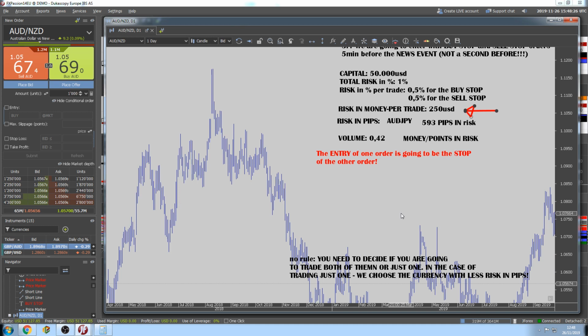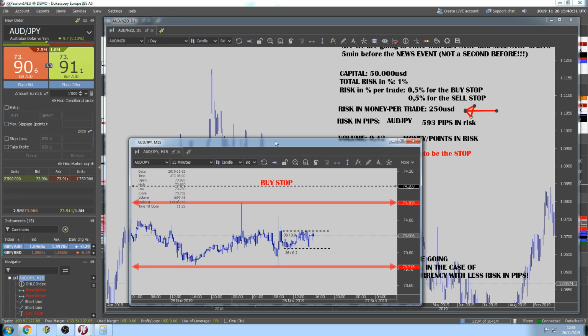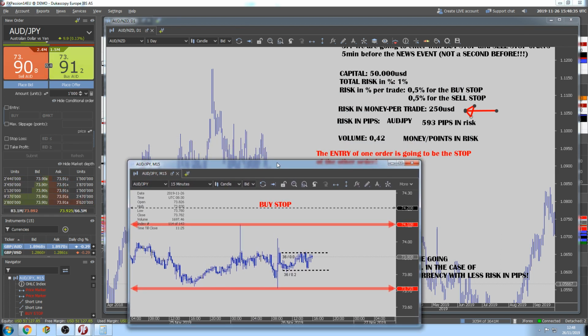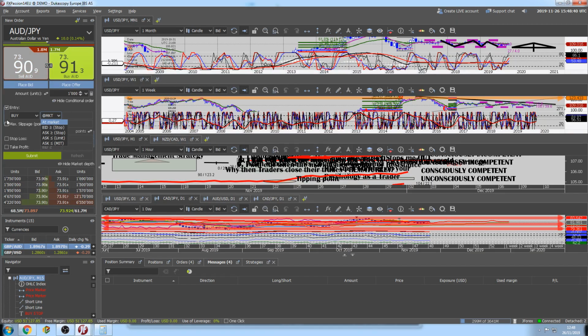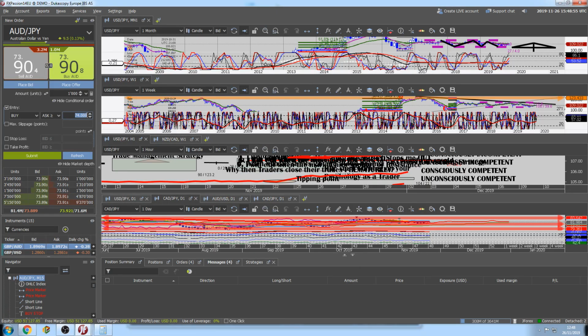So I want to enter at 74.208 with the volume of 0.42, right? So entry, this is going to be buy. I'm going to ask for 74.208, right? 74.208.